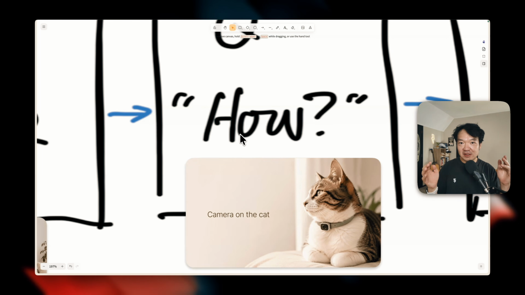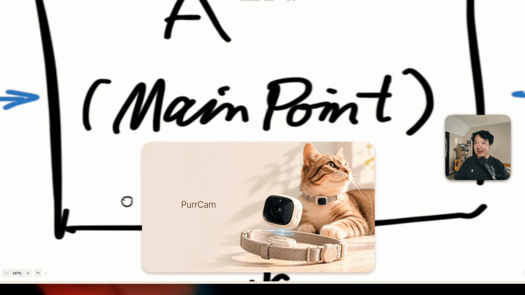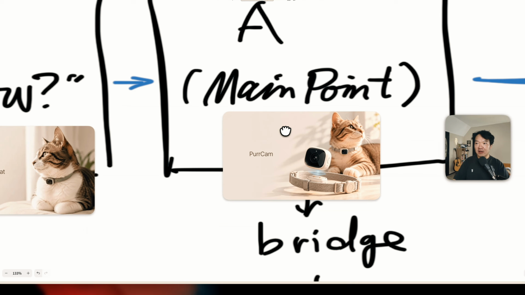And the solution is the product, is the answer. Camera on the cat, that can help us to understand what they do in their mysterious life. And then we got this main point, okay? So we got the product called PerCam.